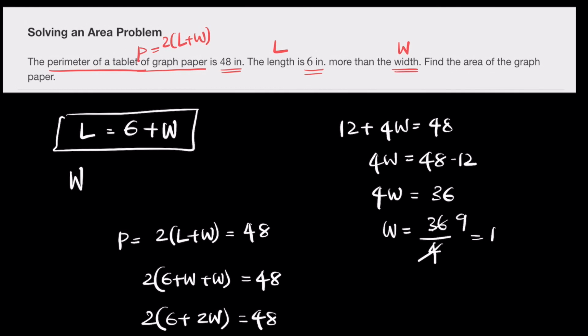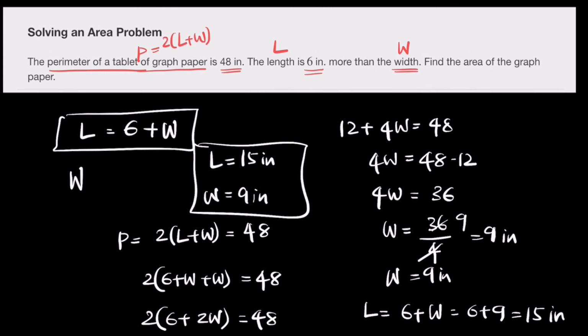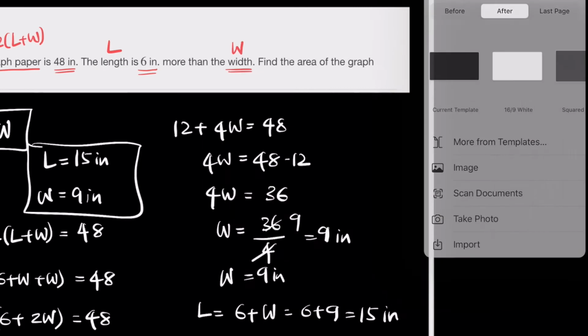And W equal to 36 by 4. So that is 9. Because the units are in inches, this is also in inches. So W is 9 inches. So L is 6 plus W, which is 6 plus 9, so it becomes 15 inches. So the length is 15 inches and the width is 9 inches. But they did not ask us the length and width, but rather they asked us for the area. So what is the formula for area?